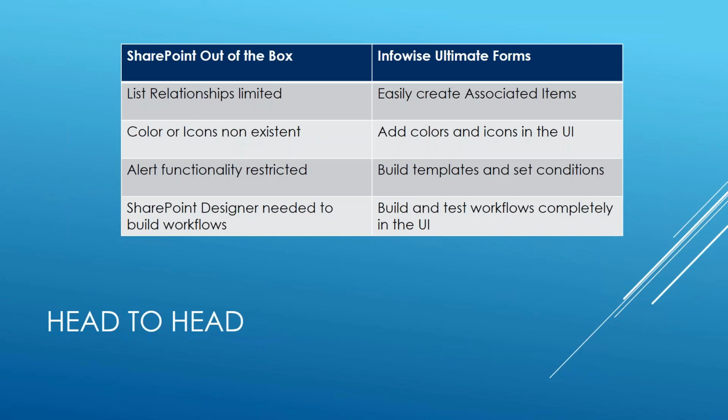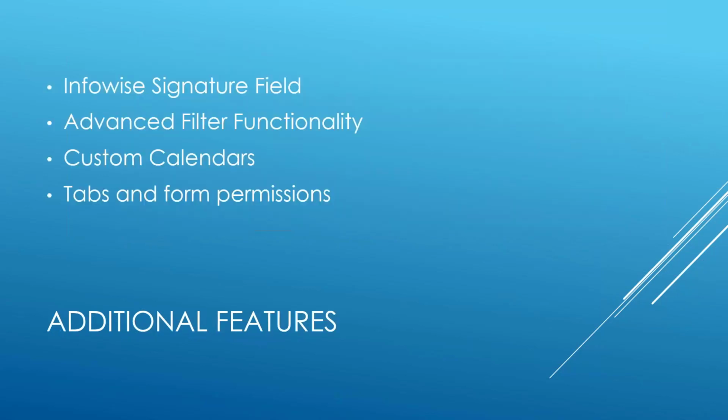SharePoint out of the box functionality: the alert system is super stagnant. It doesn't allow any templating or conditions. With Infowise, instead, you can send emails to internal or external parties like we talked about and add conditions and custom templates. Finally, SharePoint out of the box requires the dreaded SharePoint Designer to do anything with workflows. With Infowise, you can use actions and build and test completely in the UI.